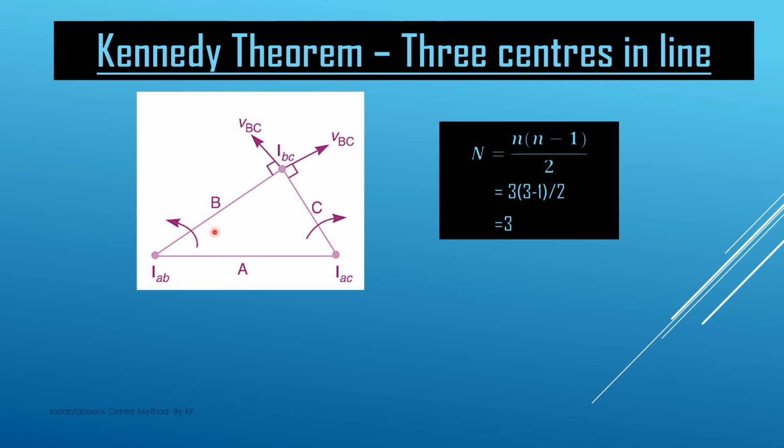Links A and B are pin joined, so their IC lies here at the pin connection. This is IAB. Similarly, A and C, this is IAC here, and links B and C are pin joined at this point. So this is IBC.